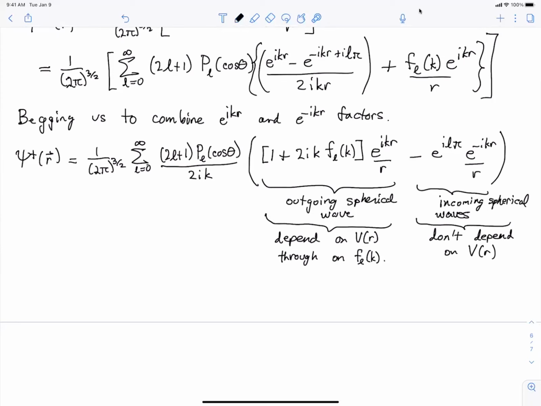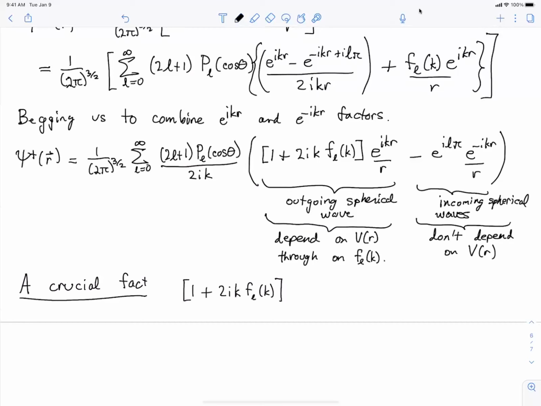So here, though, is a crucial fact about this, which will be the basis for everything that we'll do for a while. And that is, despite what it might look like, the factor of 1 plus 2ik f_l of k. So f_l of k is some complex number, and we're multiplying it by i and 2k, and then we're adding it to 1. And so you might think, oh, that's just some random complex number, but it turns out it isn't. This is a pure phase, always.